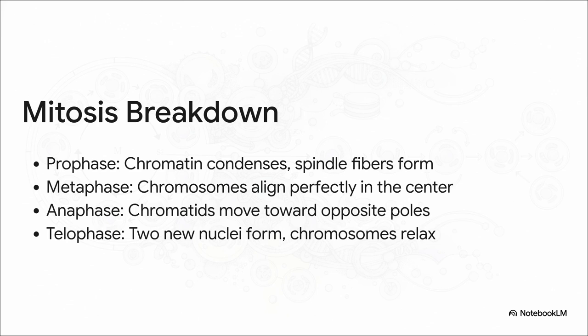Then anaphase kicks into high gear. The fibers aggressively shorten, pulling the chromosome halves, the sister chromatids, apart toward opposite ends of the cell. Finally, in telophase, 2 brand new nuclei reform around those separated bundles.